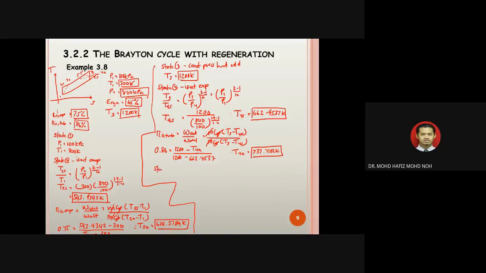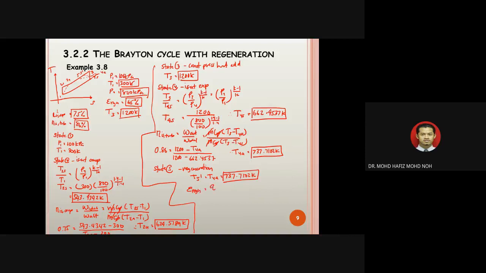State 5 is actually the state where regeneration takes place. So T5 prime is equal to T4 actual, which is 737.7102 Kelvin. Okay, right? And then you go for T5.